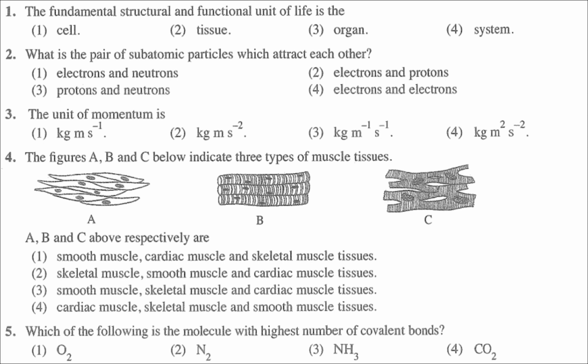Tissue. Tissue is a group of cells with a common origin that has been modified to perform a particular function in the body. There are 4 types of animal tissues: epithelial tissue, which are covering and lining tissues, then connective tissues, which are supportive and protective tissue, then muscle tissue, which are responsible for movement, and nervous tissue, which are involved in transmitting signals.